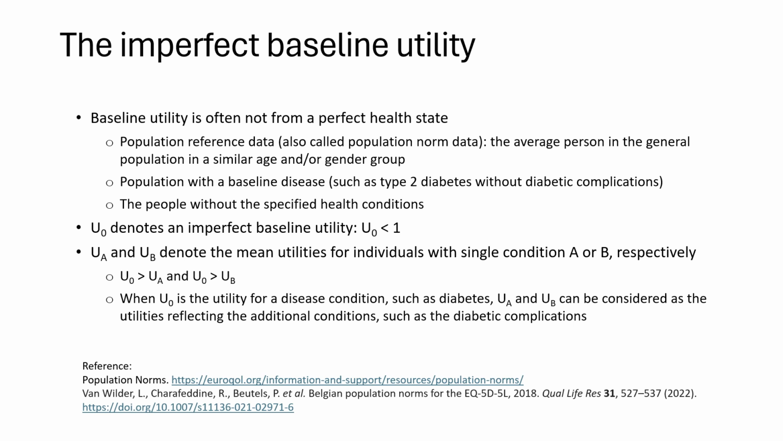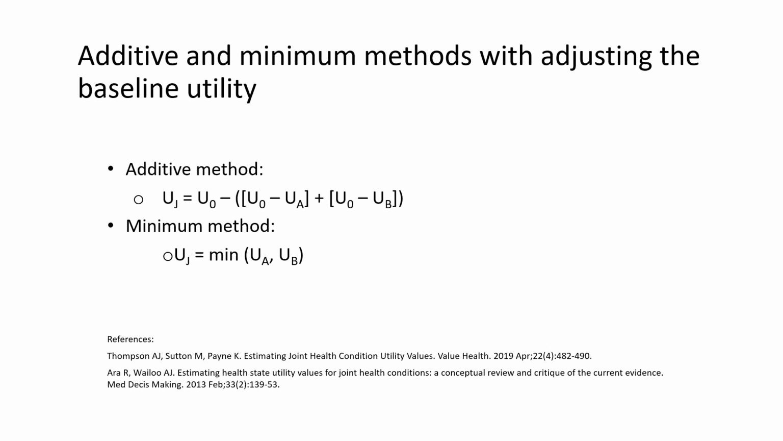U0 denotes an imperfect baseline utility, and U0 is greater than UA and UB. This slide presents the formulae of additive and minimum methods for two health conditions, with adjusting the baseline utility.